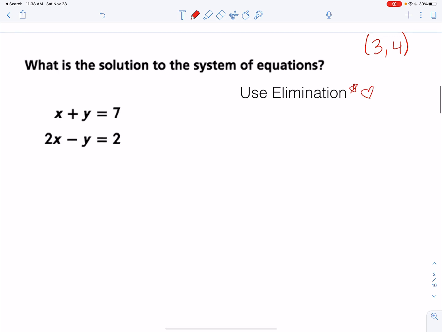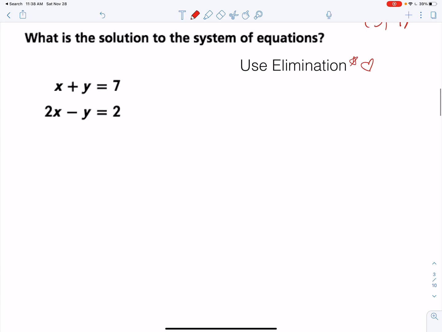Put a little heart. Okay, so what you want to do for elimination is make sure everything's stacked up. Your x's are stacked, your y's are stacked, your equal sign is stacked, and your constant is stacked. So everything's stacked up, so we're ready to eliminate. We're going to eliminate an x or a y. What I'm scanning for is the leading coefficient here. I've got a 2 and a 1. Those aren't going to eliminate very easily.